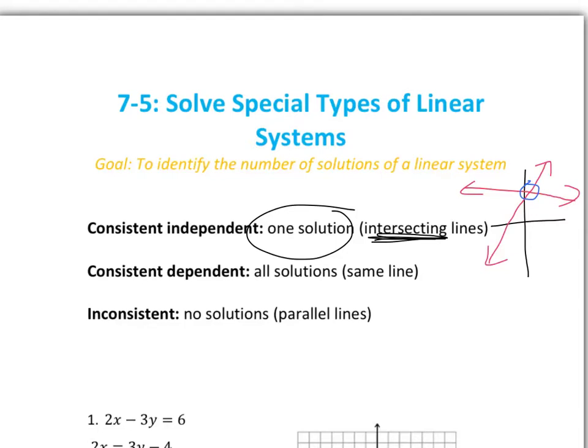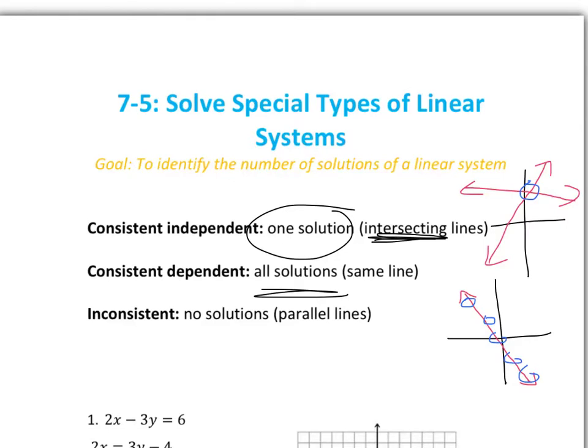Alright, so that's called consistent independent. That's the normal one. Consistent dependent means that there's all solutions. Okay, so that actually means that we are drawing the same line. The two equations are the same exact line. So all solutions would look kind of like this on a graph. Both of our equations, when you graph them, are going to be the exact same line drawn. That's why any one of these points on that line is a solution. So for all x's and all y's, the equation is true.